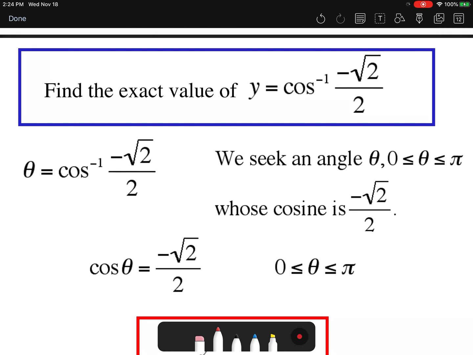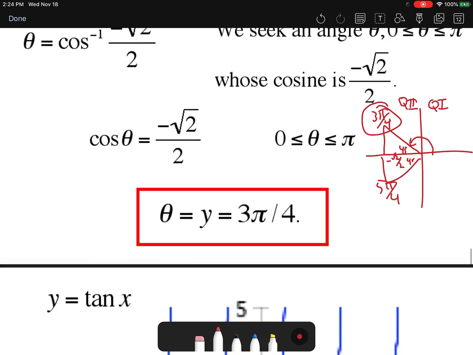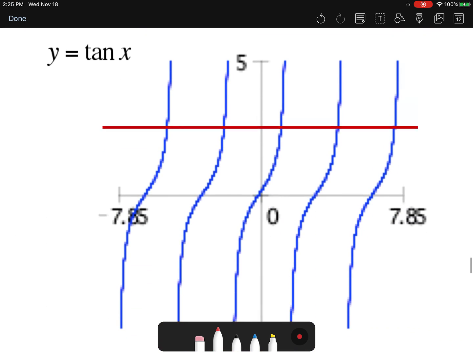Find the exact value of y equal inverse cosine of negative radical 2 over 2. So ask yourself, when is cosine negative rad 2 over 2? Well, that's over here. So 45 here and 45 here, right? That's negative radical 2 over 2. So I believe this is 3 pi over 4 and this is 5 pi over 4. So which one's correct? 3 pi over 4, because it's only in quadrant 1 and quadrant 2 that inverse cosine is defined. So it's 3 pi over 4.